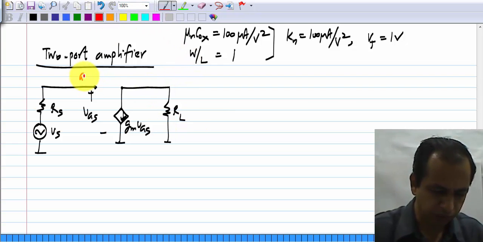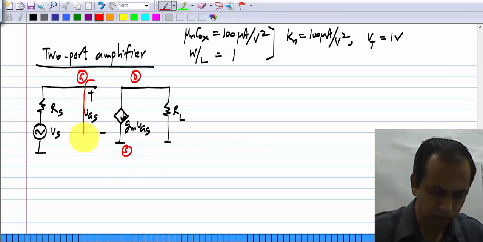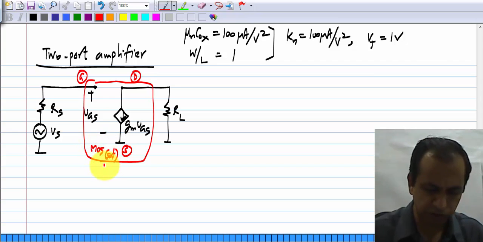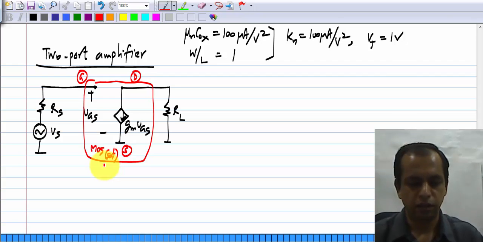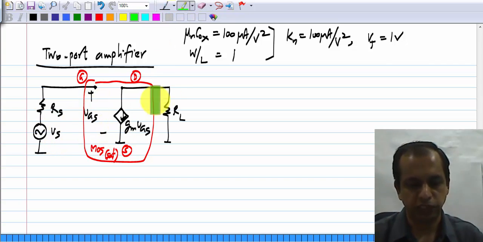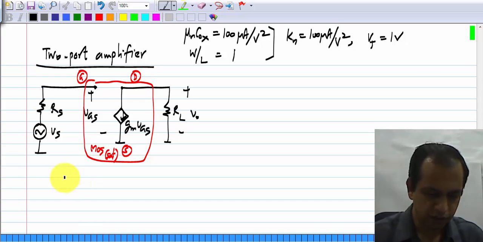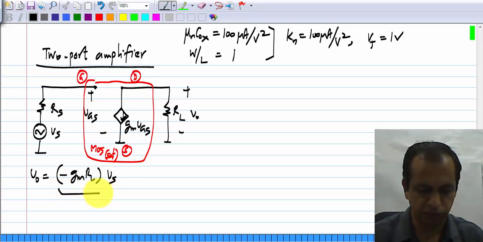This is of course the gate, drain and the source, and this is the MOS in saturation region. Now, this is very simple, nothing much here. All of this Vs appears as VGS and the output voltage across the load RL is minus gm RL times Vs. This is the gain.